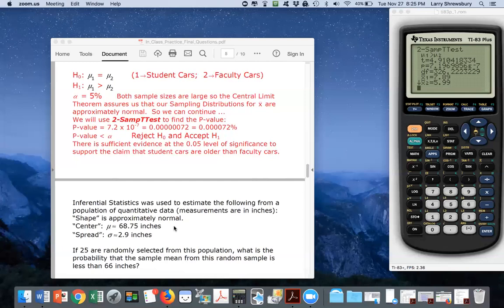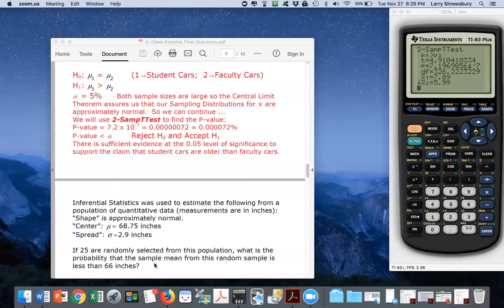I got one last question. Was one randomly selected or was more than one? If it says the probability of one randomly selected being in an interval, that's a population distribution problem. But if it's more than one, it's a sampling distribution for the sample mean problem. Well, that's what this one is, more than one. And if you want to find the probability of the sample mean being in an interval, like less than 66 inches, you would need to know the shape, center, and spread of all the sample means. Oh, well, that's what a sampling distribution for the sample mean is. All right, so that's what you've got to do.